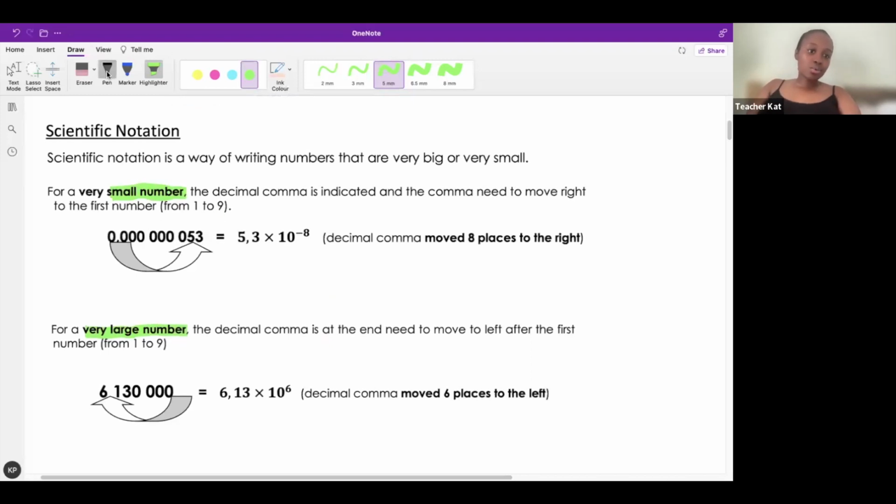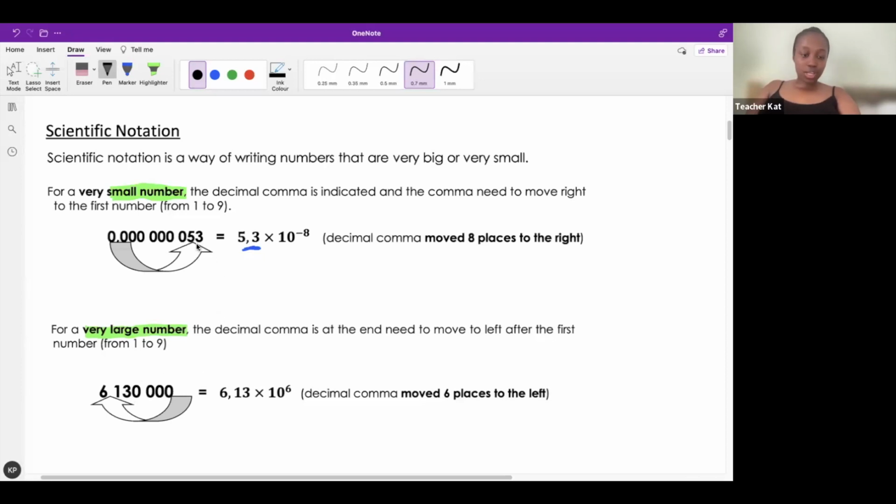Now let's look at the rules. The first rule is that our coefficient, the number over here, has to be less than 10. Less than 10. So you cannot have 10,5 times blah blah as scientific notation. That number has to be less than 10. And then you put your comma and you write all of the digits which are not 0.